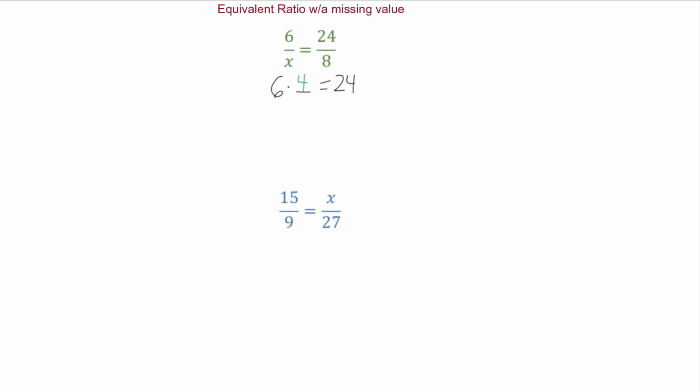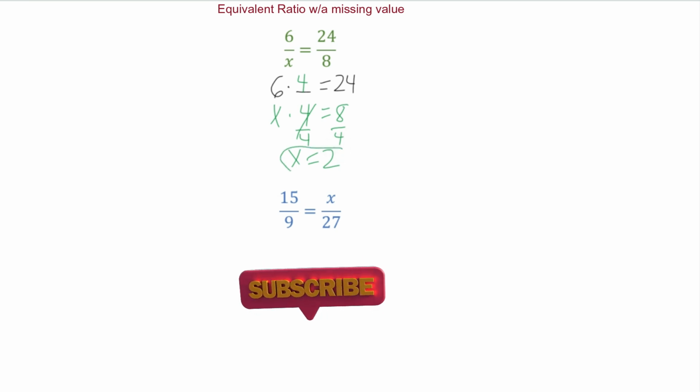All right? So in the bottom half, we have x, and we're trying to determine what x is. Whatever we did in the numerator, we have to do in the denominator. So we're going to multiply x by the 4, and that's to equal 8. To get x by itself, we're dividing both sides by 4, and we would get x is equal to 2. So our missing number in our denominator would be 2. X is equal to 2.